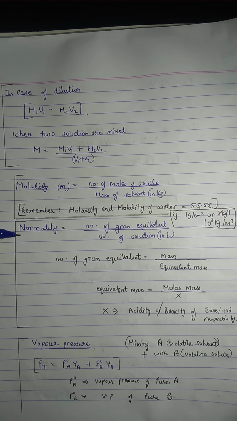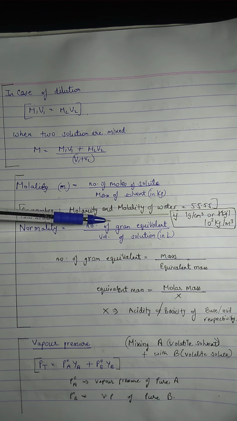So next है molality का फॉर्मूला. Molality is equals to number of moles of solute upon mass of solvent in kg. So यहाँ पर एक important point जो आपको remember करना चाहिए, molarity and molality of water is 55.5 if density is 1 gram per centimeter cube or 1000 kg per meter cube. If the density of water is this, then molarity and molality will be 55.5.